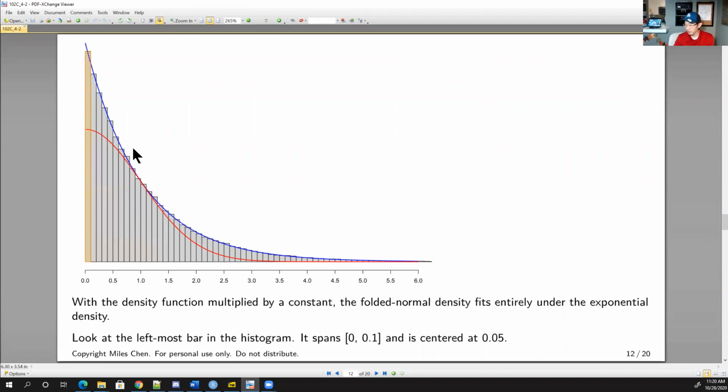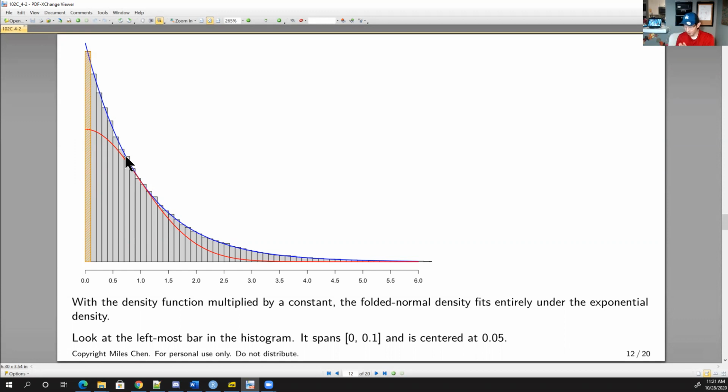So here I went ahead and did that. My proposal distribution I'm going to show here in blue, and we have the target distribution in red. Now the target distribution in red is entirely underneath the proposal distribution in blue. And I wanted to show the way this works now.